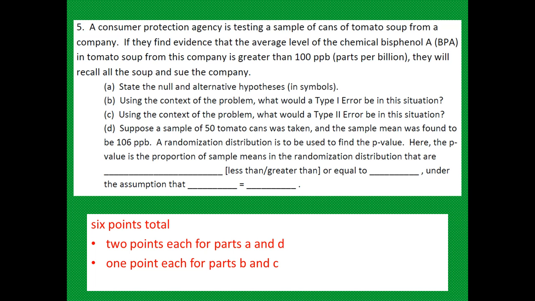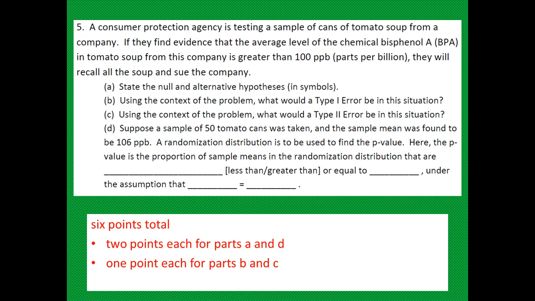For B and C, there are essentially 2 ways that you could be wrong. So there are 2 possibilities that could happen. Either the average level of BPA is greater than 100 parts per billion, or it's not. And B and C are the 2 ways of being incorrect. So one of those would be concluding that the average level of BPA is greater than 100 parts per billion when that is not the case. The other one is not concluding that the average level of BPA is greater than 100 parts per billion when it is the case. Those are essentially the 2 answers in some order.